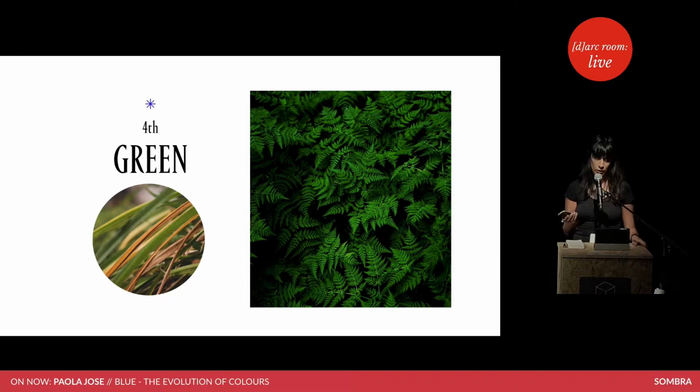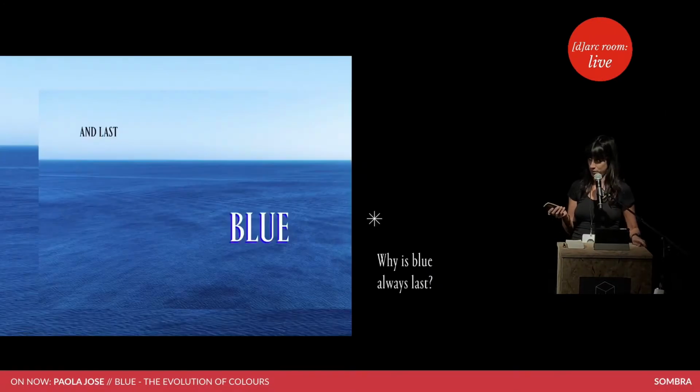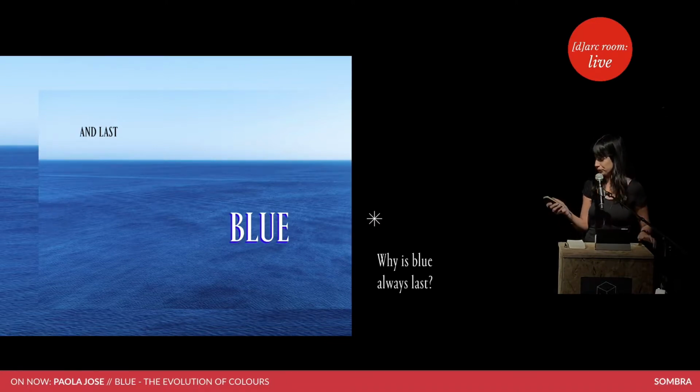And the last color to appear in our language was blue. And why is blue always last? If you notice, all the colors that I just explained come from a need of survival, like hunting or war or food or darkness, a day. But why do we have to mention the color blue? Was there a need to mention this color?